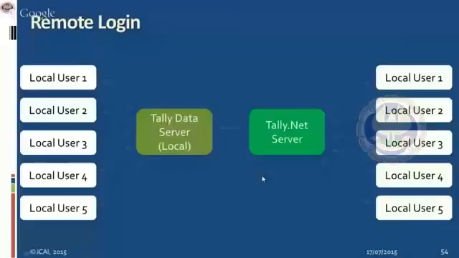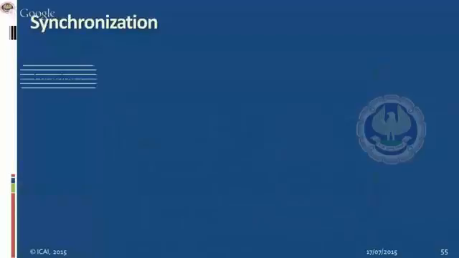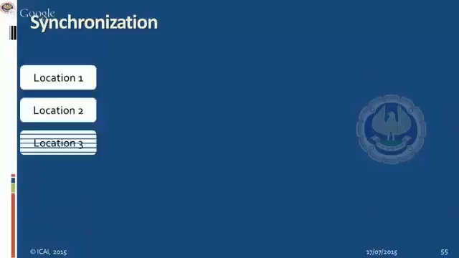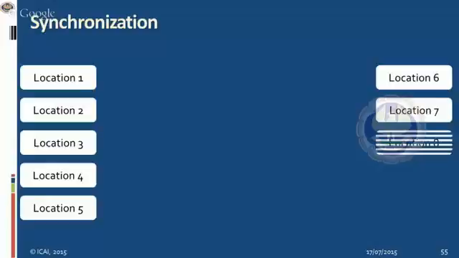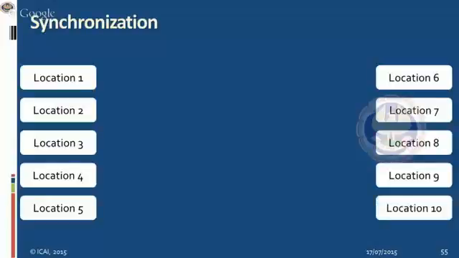There is one more system in Tally. What is that? That is called synchronization. What is synchronization? It is again a different way of communicating within the offices, communicating between the branches. Let us assume that there are some locations, 1, 2, 3, 4, 5, 6, 7, 8, 9, 10. These are the 10 branches, and we have some people working at these branches. We have a head office, and we wish to store all the data at the head office location only.